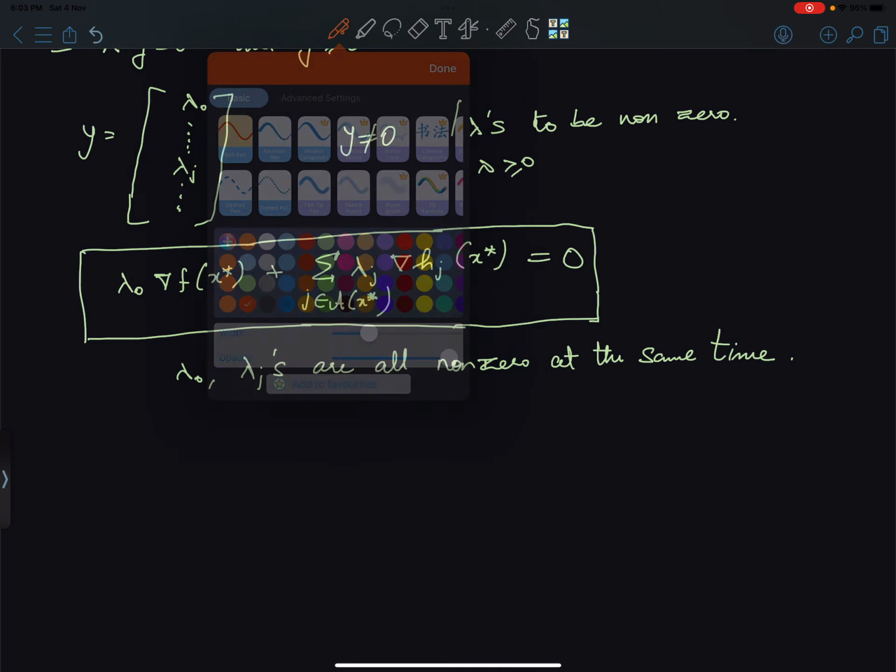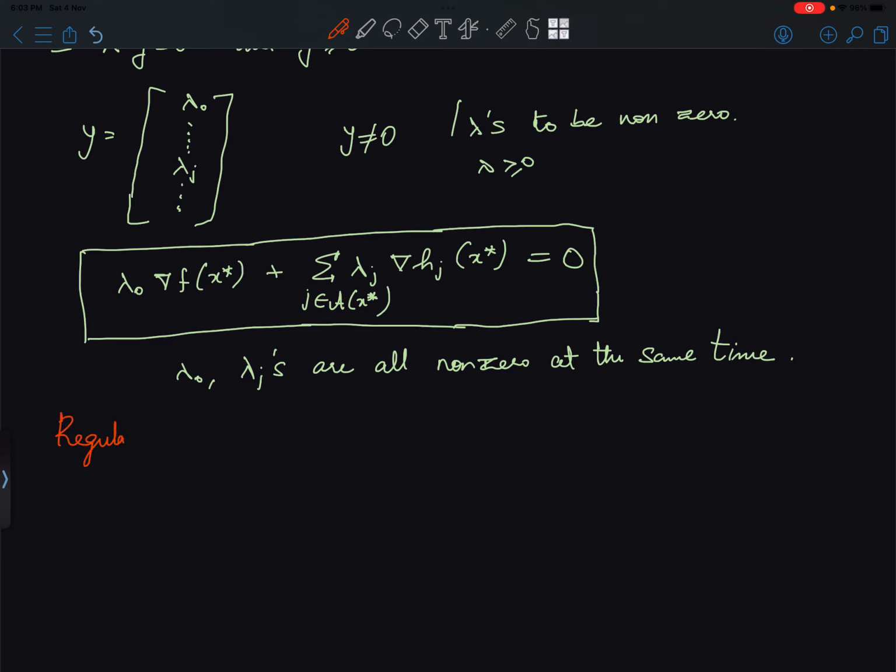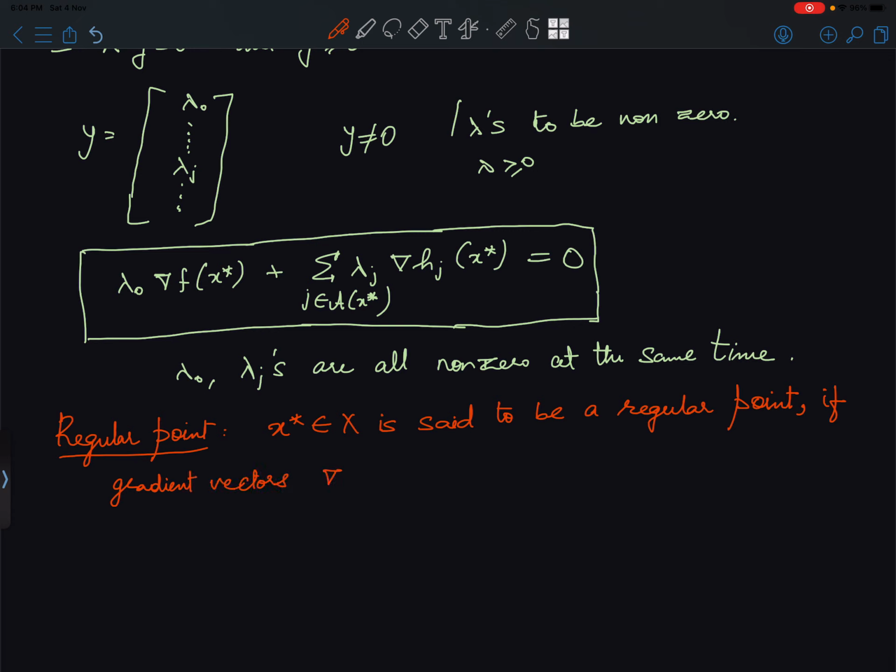So let me define a term called regular point. My x star is said to be a regular point if all the gradient vectors, that is, the gradients of hj at x star, are linearly independent.